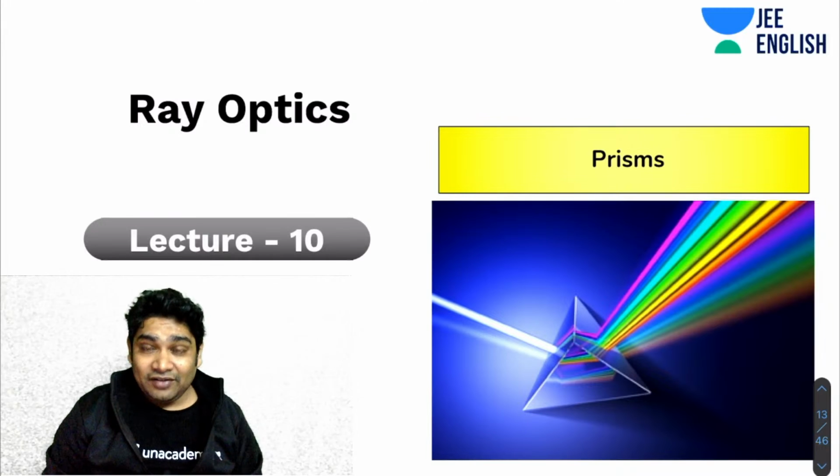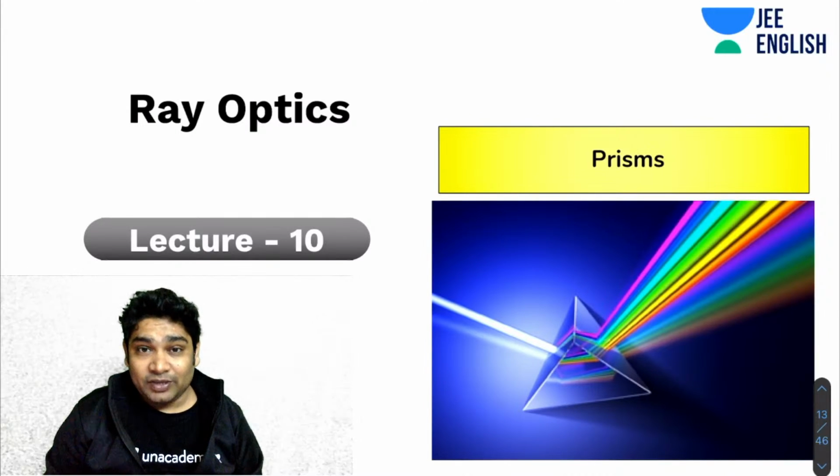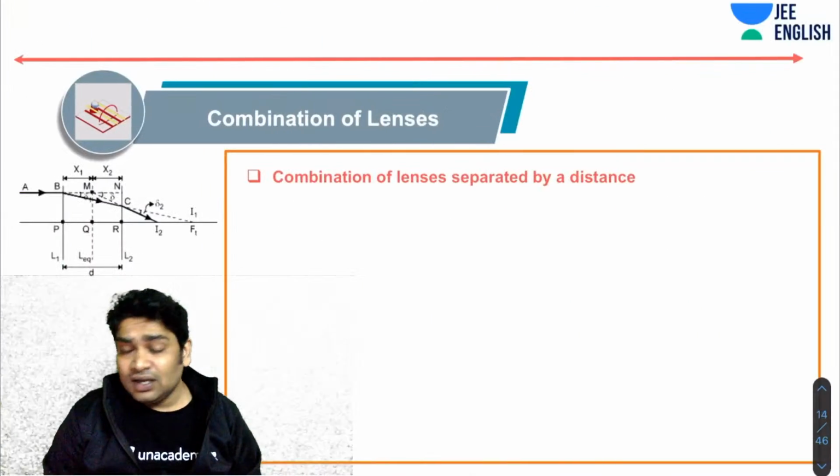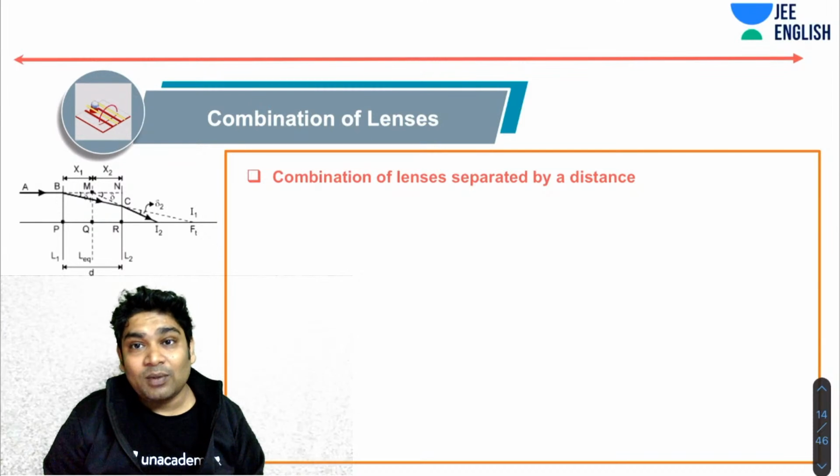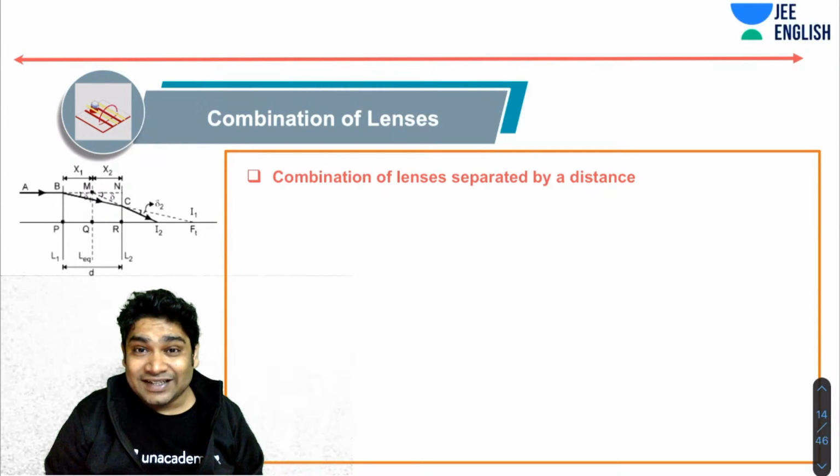So today we'll be talking about our discussion of prisms. So before we start discussing prisms, let's talk about this one thing that we had left for lenses in the last class. So we wanted to talk about the combination of lenses which are separated by a distance.